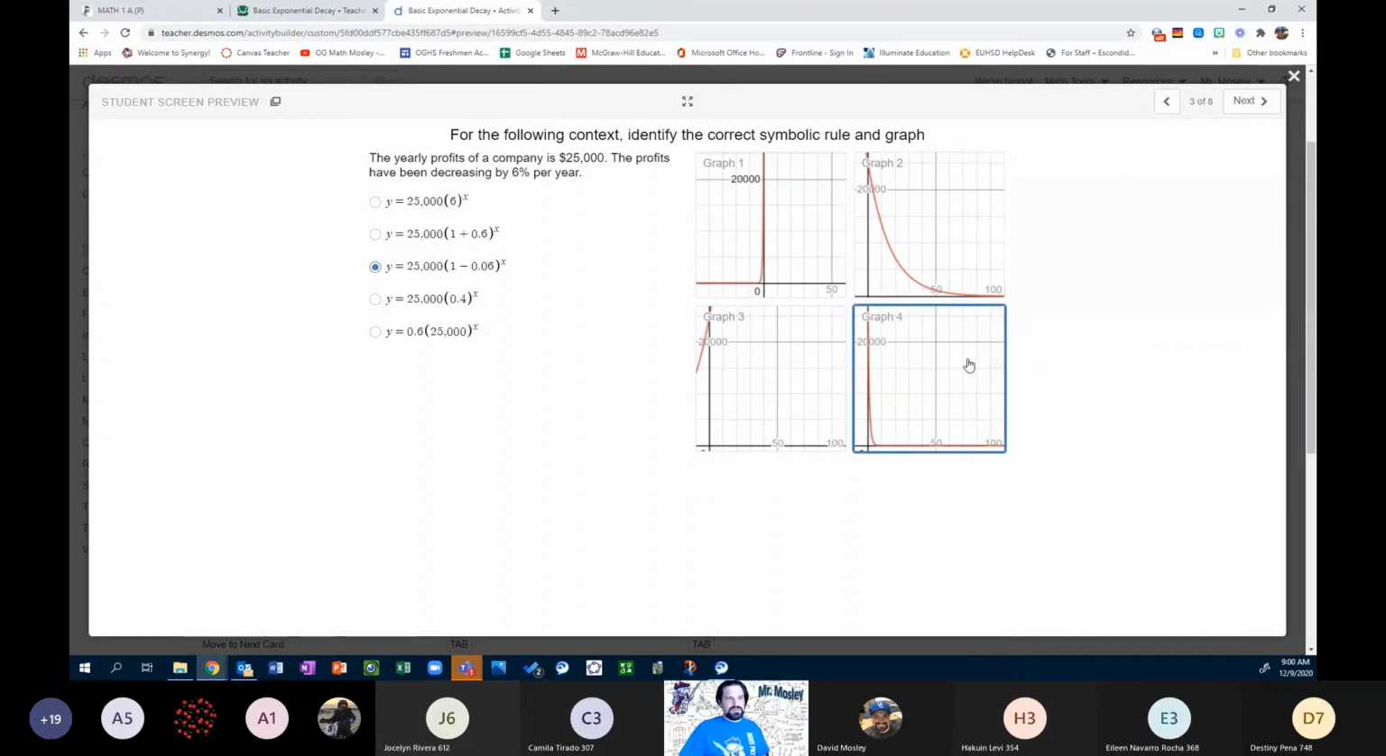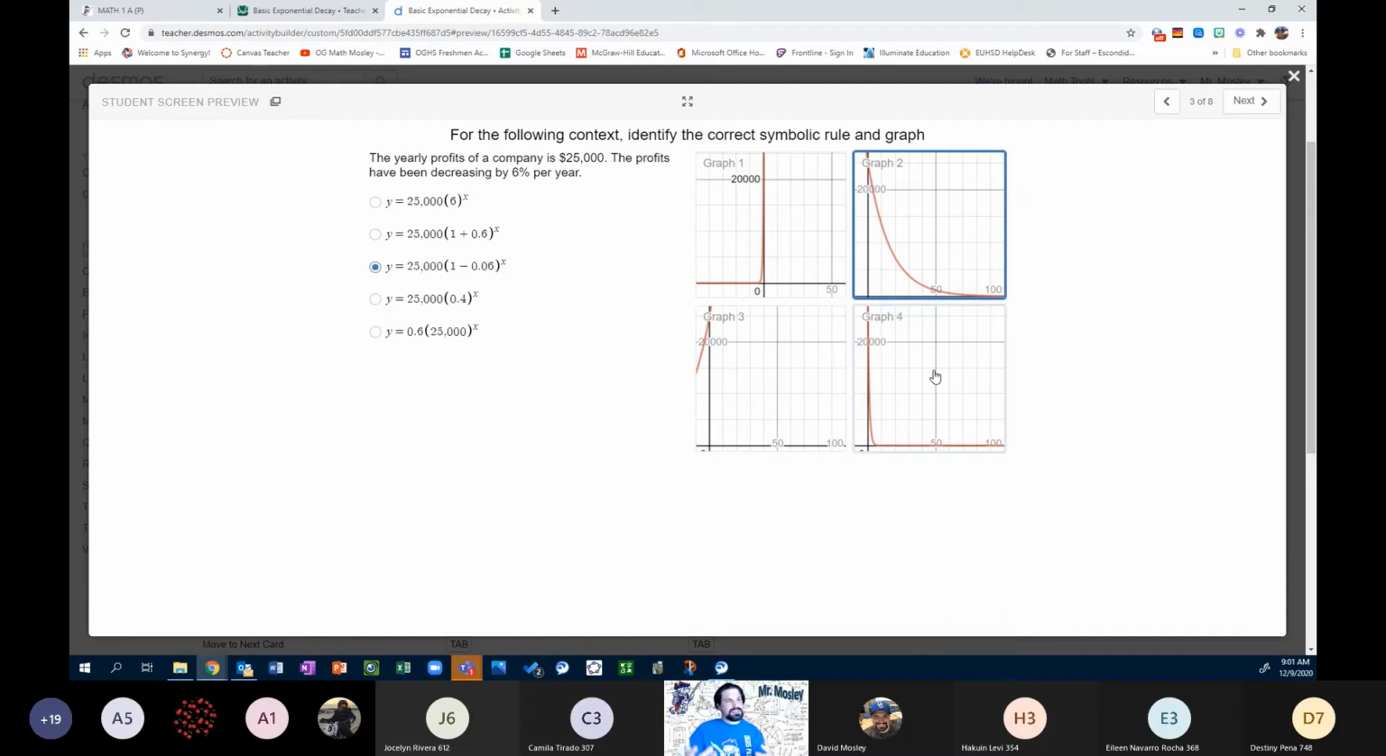If you have to choose between 2 and 4, we know we're only losing 6%. So 6% is pretty gradual. I mean, I'm keeping 94%. We're going to end up going with graph 2 because it makes the most sense, essentially, right? It fits what's going on the best, right? And we could, okay, you're welcome, Destiny, yeah.